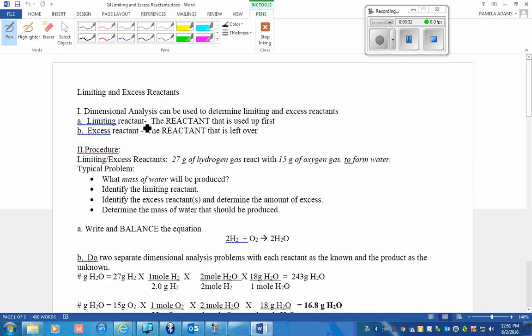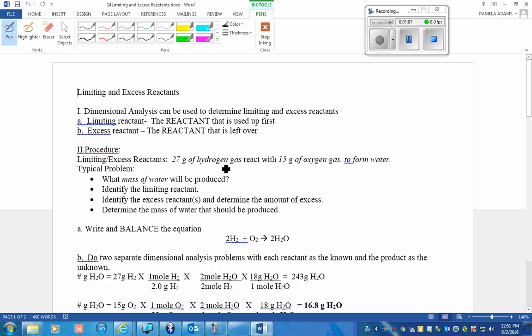The reactant that runs out is called the limiting reactant. It determines the amount of product that is made, because when the limiting reactant runs out, the reaction stops. The excess reactant is the reactant that's left over. So we also have a way to figure out the limiting and the excess reactant and how much product can be made by the limiting reactant using stoichiometry.